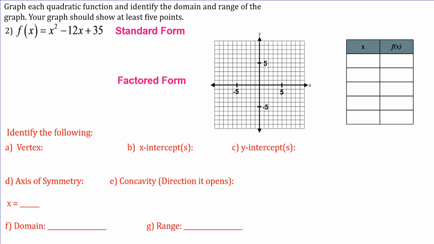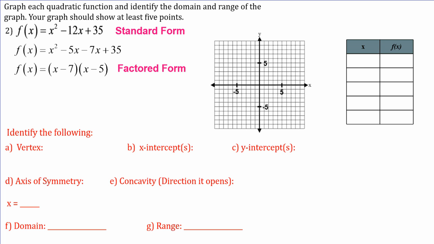Again, you look for a greatest common factor first. If that doesn't exist, you can go into your product sum method. So right now, the greatest common factor would just be 1, so we're going to skip that step, and then we're going to go to that product sum. What two numbers would you multiply together to get 35 and add to get negative 12? Well, we could use a negative 7 and a negative 5. So now we have it in factored form.